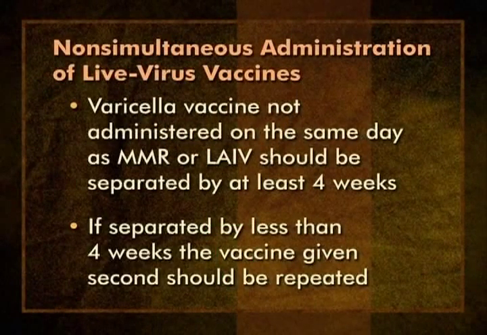These findings support the current recommendation for the non-simultaneous administration of injected or intranasal live virus vaccines. If varicella vaccine is not administered on the same day as MMR or live attenuated influenza vaccine, the vaccines should be separated by at least 4 weeks. If these live vaccines are not given on the same day but are separated by less than 4 weeks, ACIP recommends that the vaccine given second should be repeated. This recommendation is because of the possibility of interference from the vaccine given first with the vaccine given second. The repeat dose should be given 4 weeks after the vaccine given second.